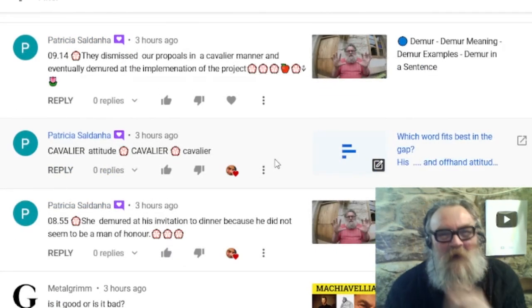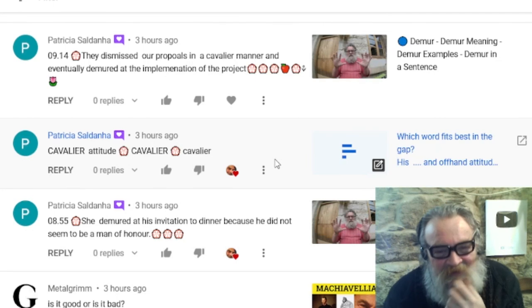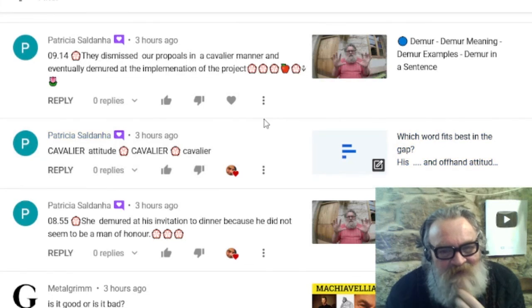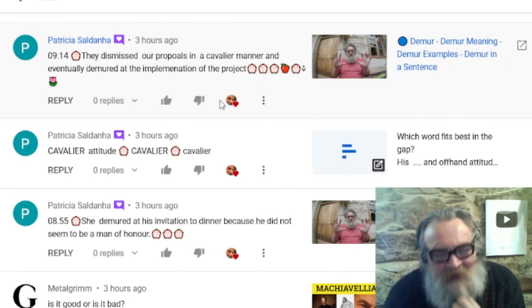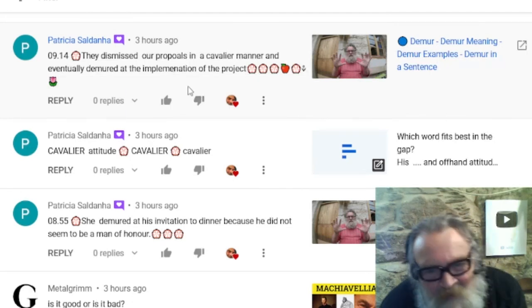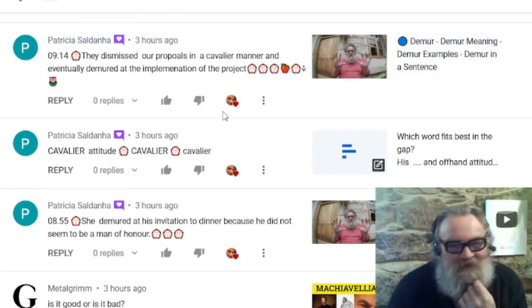So, work out why I'm laughing. Go and have a look at another dictionary definition of cavalier. Okay, they dismissed our proposals in a cavalier manner and eventually demurred at the implementation of the project. Good English. Ooh, I like this tulip and the apple. Yeah, very positive. Thank you, P.